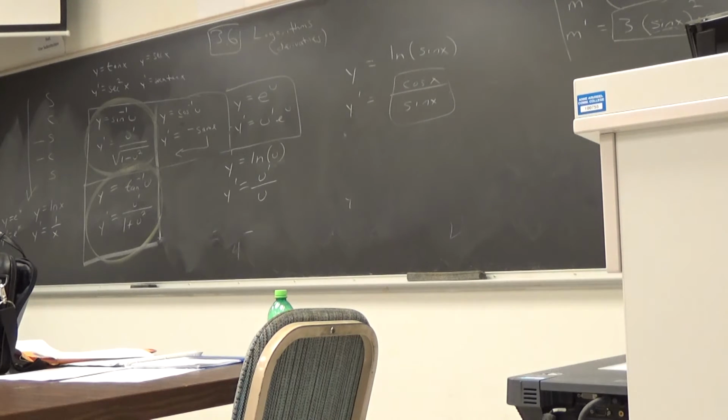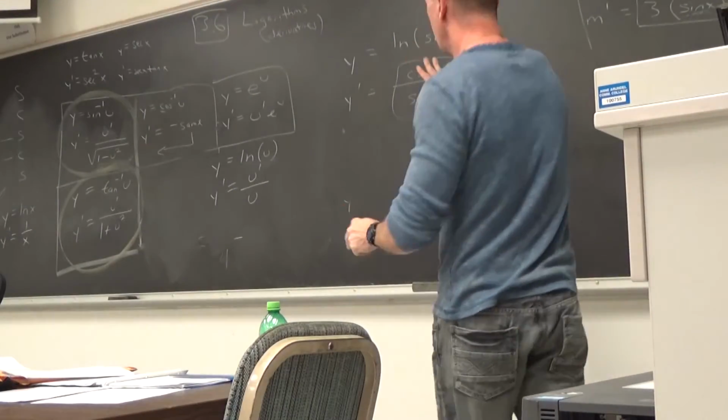Cosine over sine is cotangent. Tangent of x is sine over cosine, so I heard it: cotangent of x. Couldn't I write it like that? Mm-hmm, if you wanted to. Right, Josephine? Cosine x over sine x is cotangent x, so I can write this a little prettier.